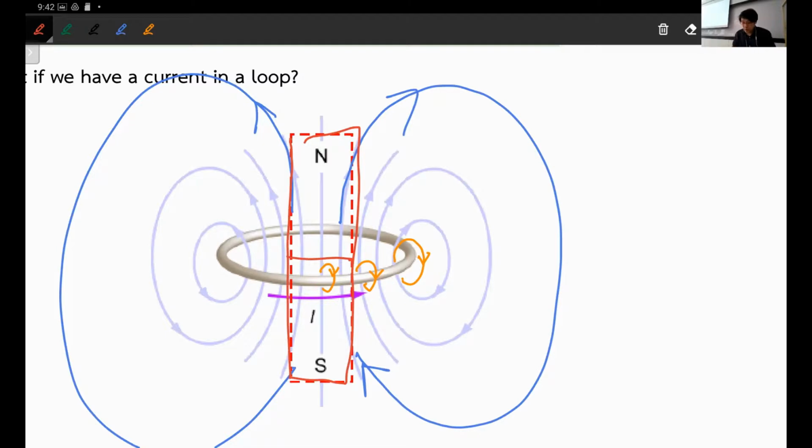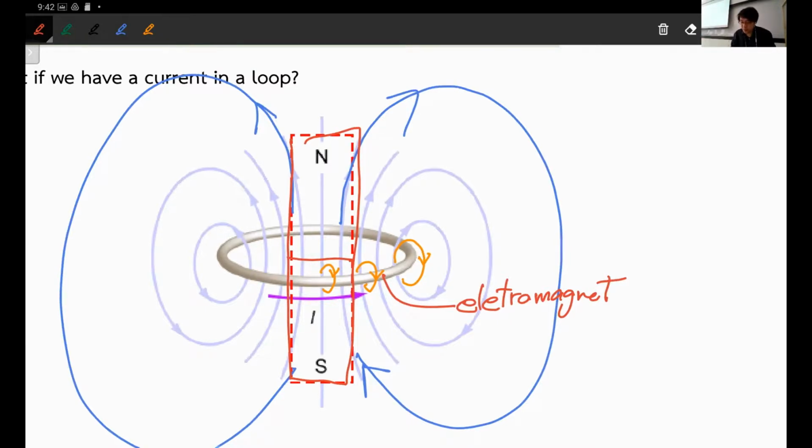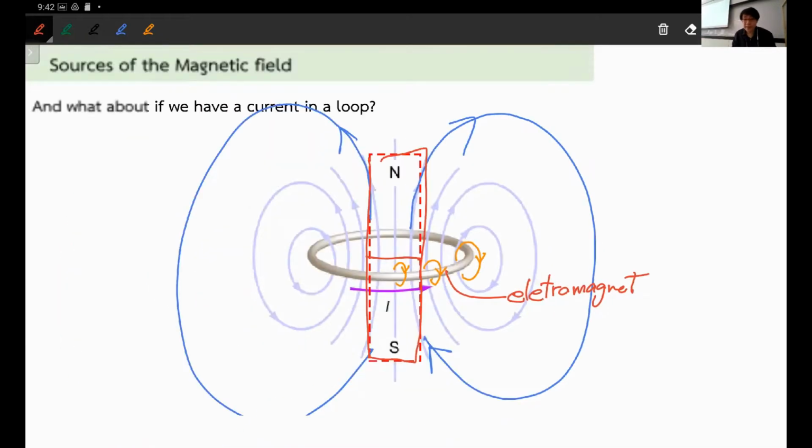Yeah. So that's why if you have a loop with a current flowing through, it will behave like a magnet. So that's why we can say this is an electromagnet. It's a magnet that has electricity running inside. You can generate a magnet this way. And where have you seen this electromagnet, guys? Have you seen this around?